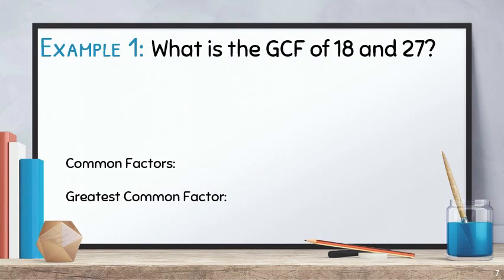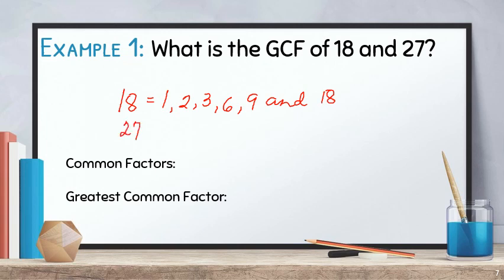Let us have the first example. What is the GCF of 18 and 27? So for us to get the answer, we will list down all the factors of 18 and 27. Let's start with 18. What are the factors of 18? So we have 1, 2, 3, 6, 9, and 18.